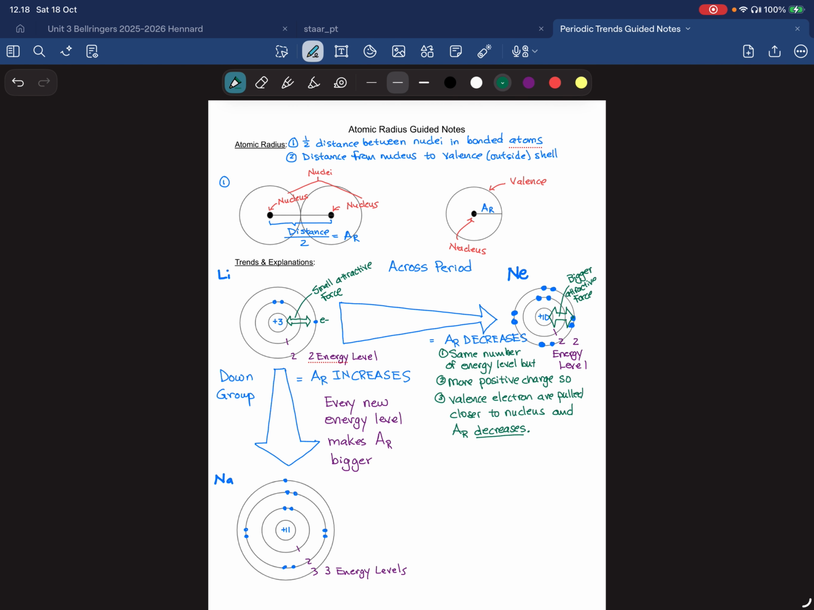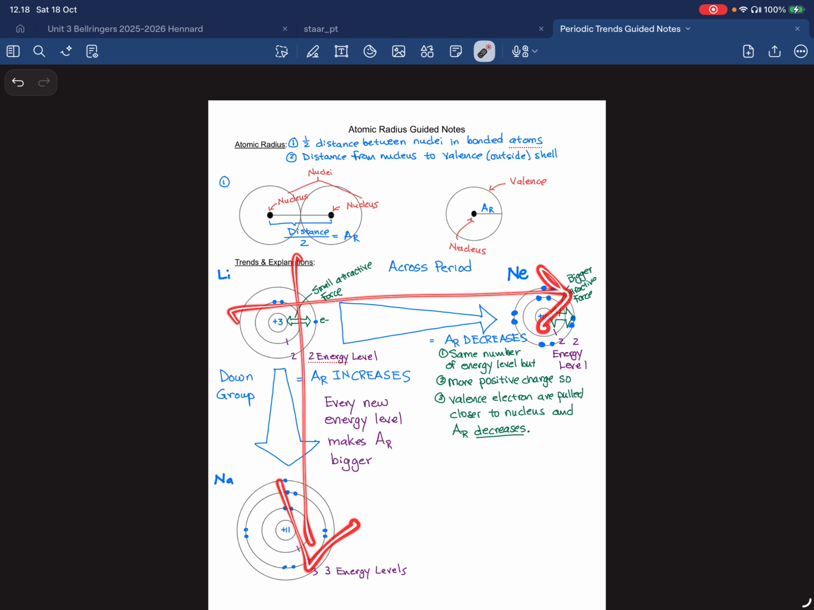There's down the group and across the period trends for atomic radius.